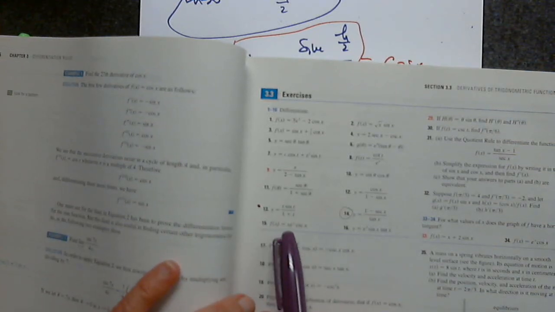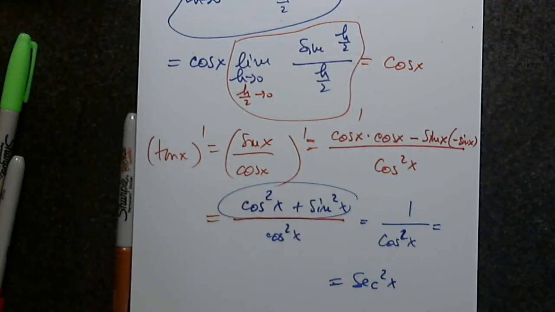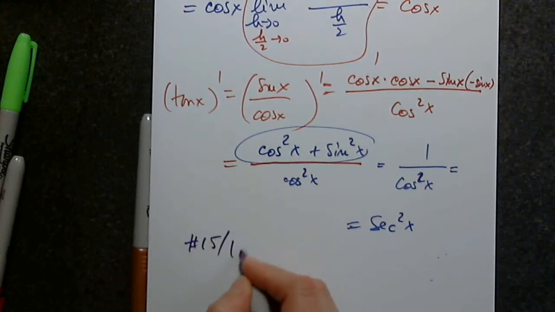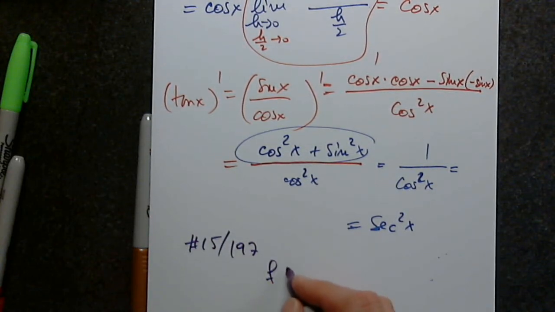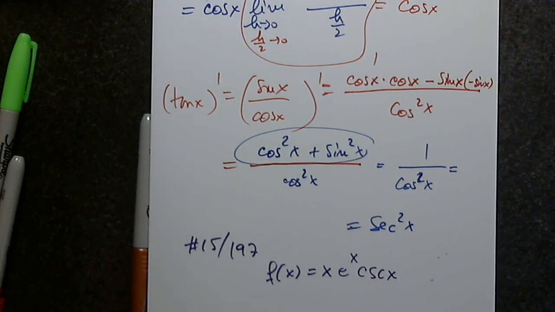15, the x e to the x cosecant x. So 15 on page 197. So f of x, x e to the x cosecant x.